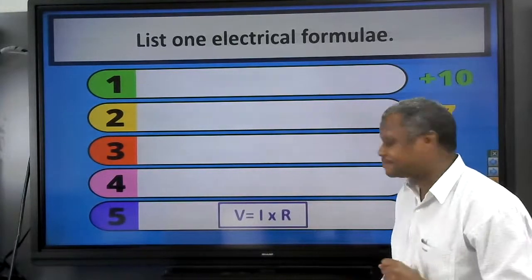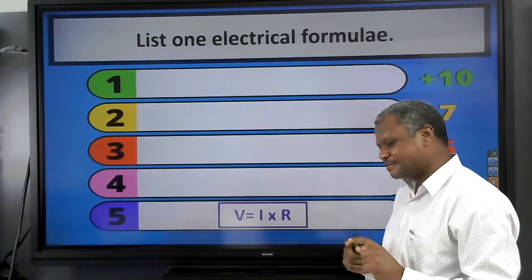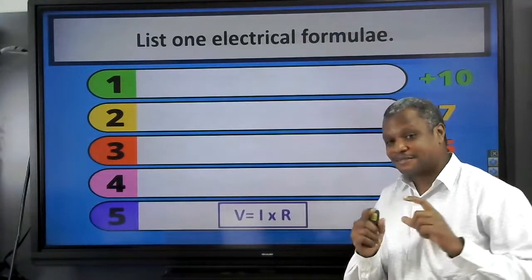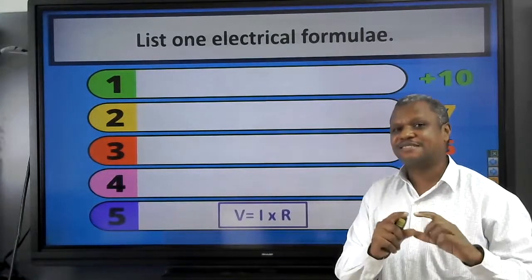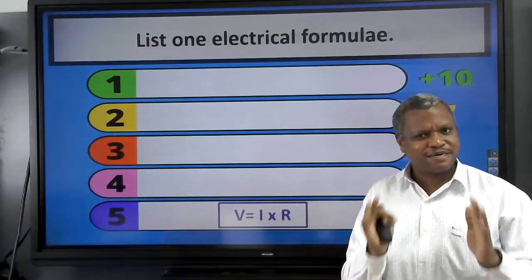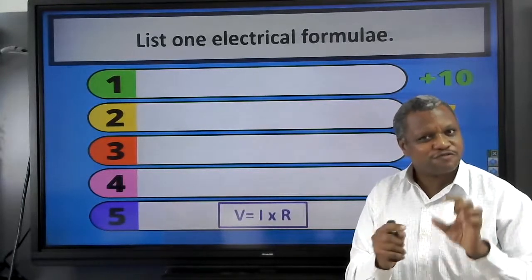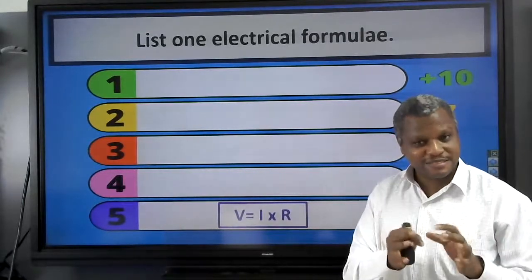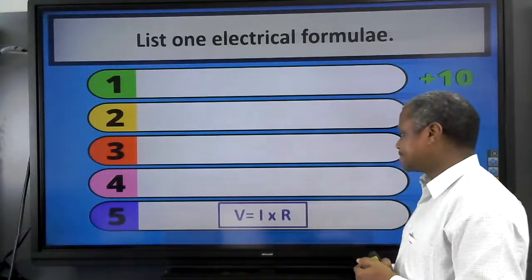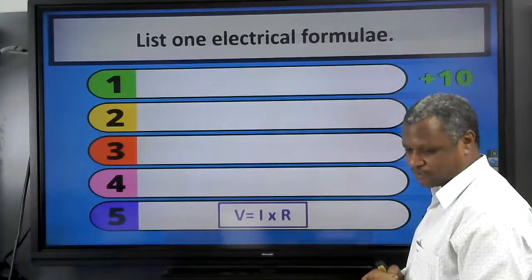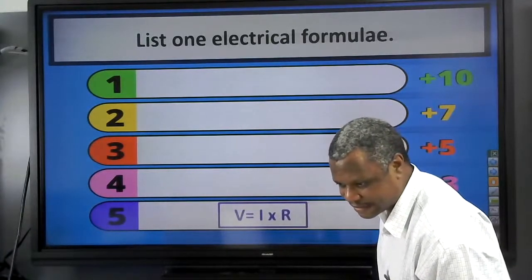Let me give you an idea. When you want to find the total resistance in a circuit, whether it's parallel or in series, what formula do you use? Resistors in parallel and also resistors in a series circuit. What formula do you use? Because I can see all your answers are like the same.